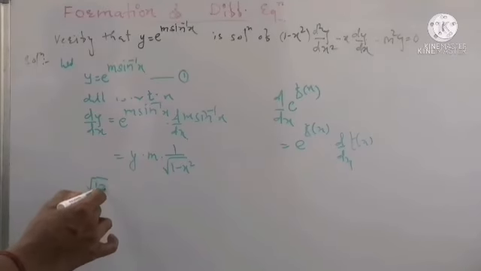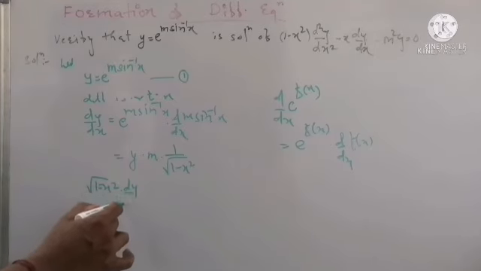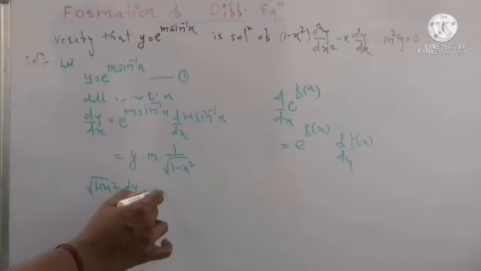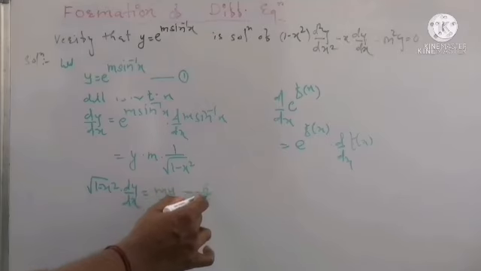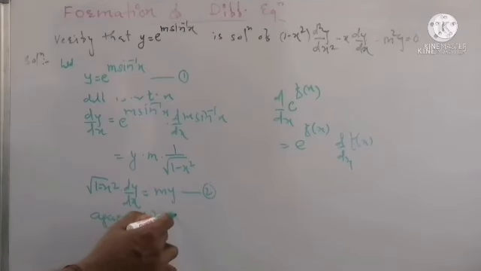So root of 1 minus x square into dy by dx on the left hand side, and on the right hand side we get my. I put this as number 2, as we have to form a second order differential equation. So again differentiate this with respect to x.